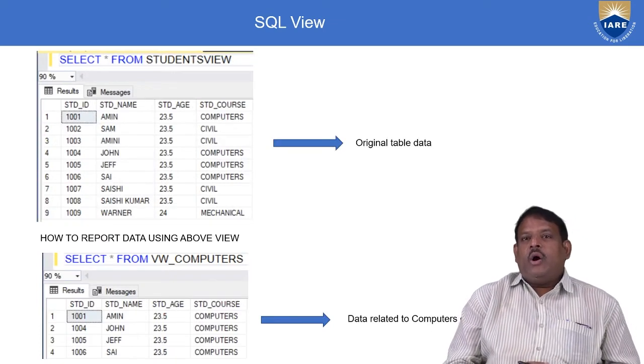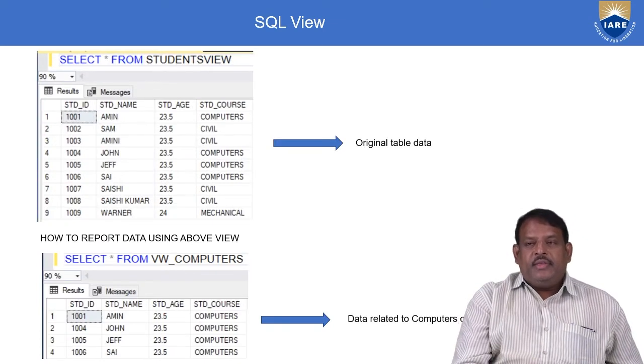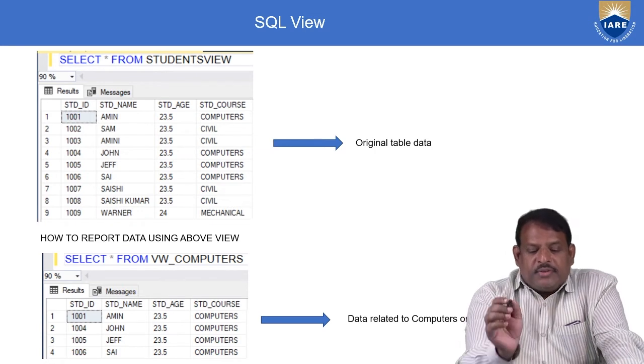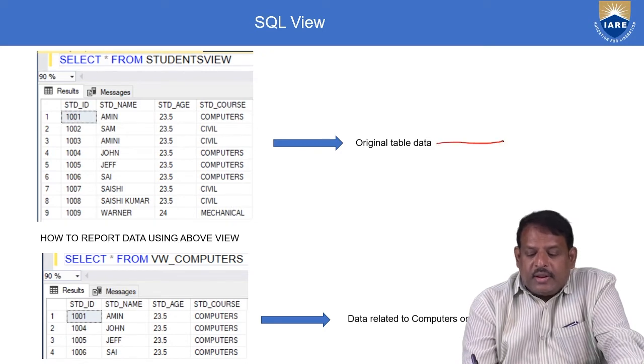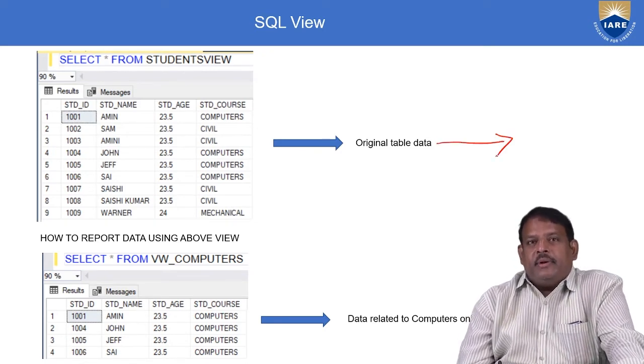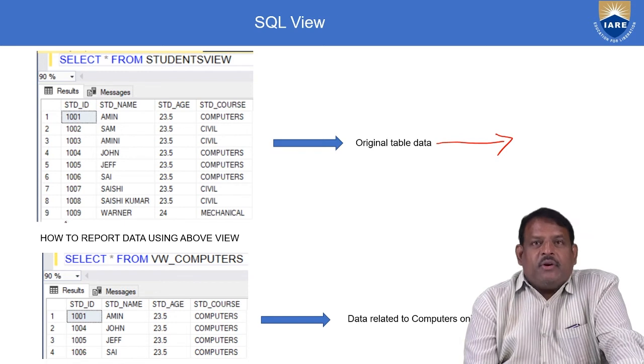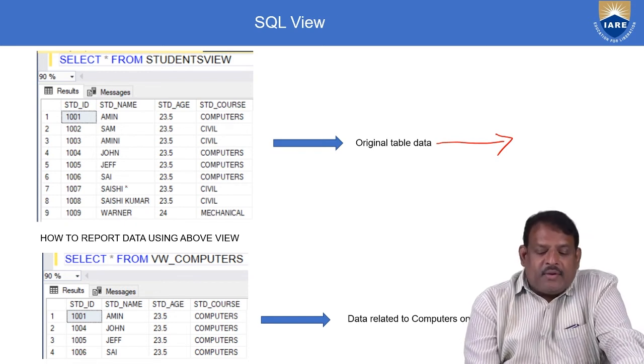Okay, now we'll see how to execute this. Now if you see this diagram, select star from the student. This is the main table. This is the original table. It is having 9 records. In this case, I have 9 records.